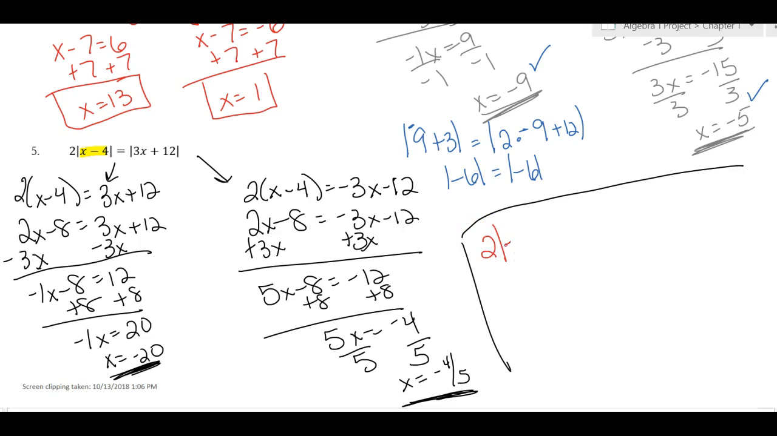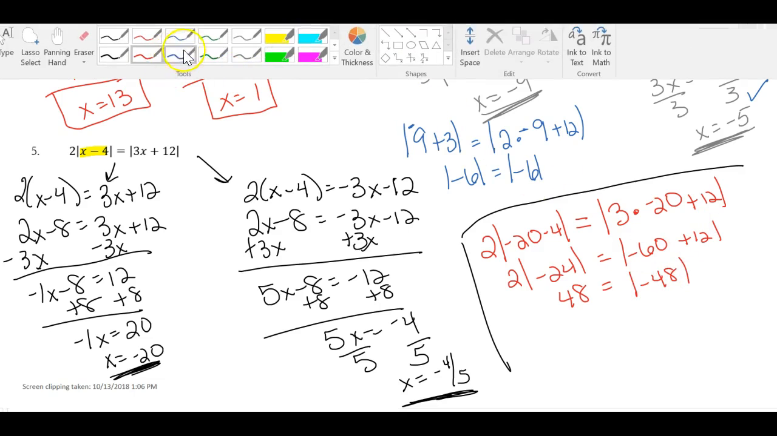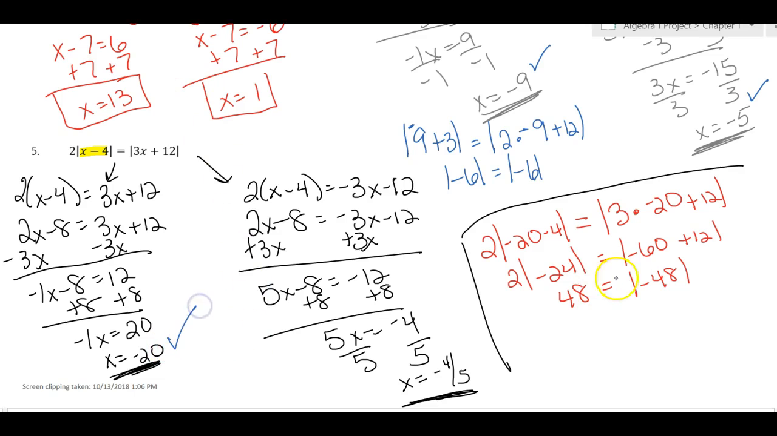So the absolute value of 2 times negative 20 minus 4 has to equal the absolute value of 3 times negative 20 plus 12. Okay, so this is 2 times negative 24. So the absolute value of negative 24 is positive 24. And 2 times 24 is 48. Okay, so let's see if we get that. So 3 times negative 20 is negative 60 plus 12, which is the absolute value of negative 48. And yes, that works. So we get a big check mark for this. Because if I take the absolute value of negative 48, I still get it.